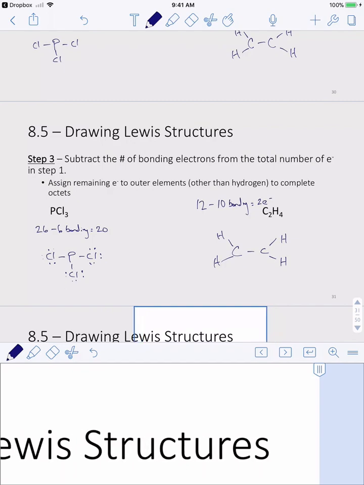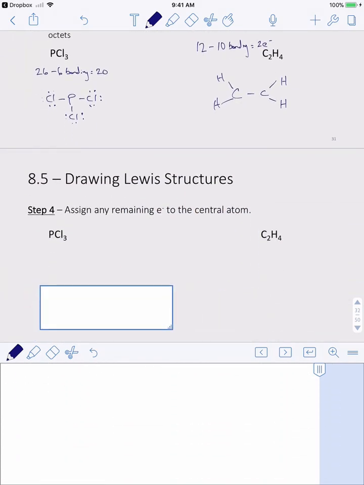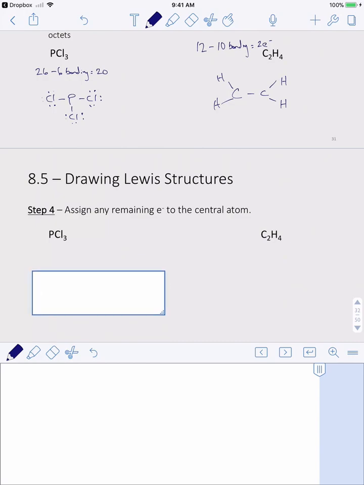Then we go to step 4. Step 4 says assign any remaining electrons to the central atom. So again, I'm going to redraw this structure here.